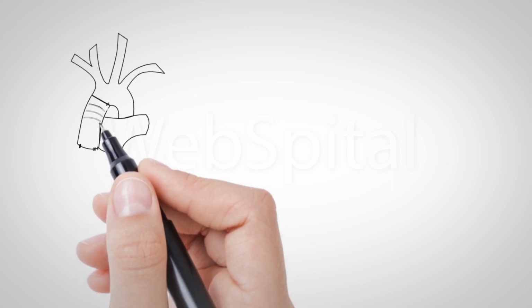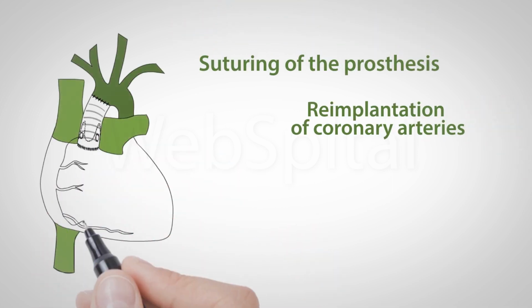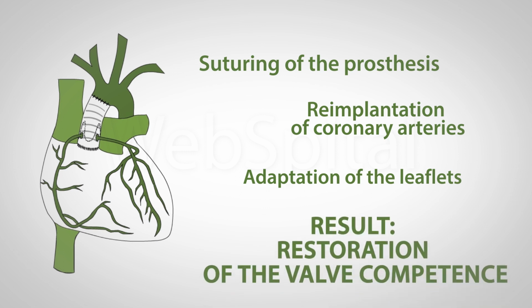In the end, the prosthesis is sewn over the entire circumference. Since the prosthesis diameter is smaller than that of the valve ring, the leaflets are adapted and the valve competence is restored.